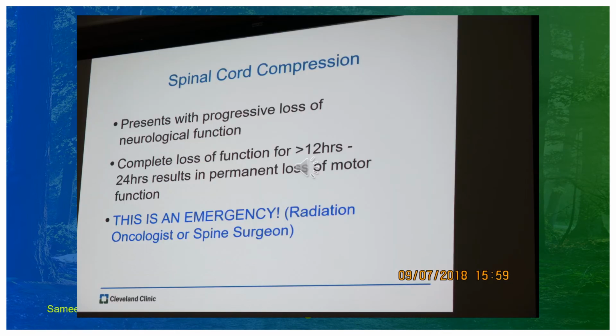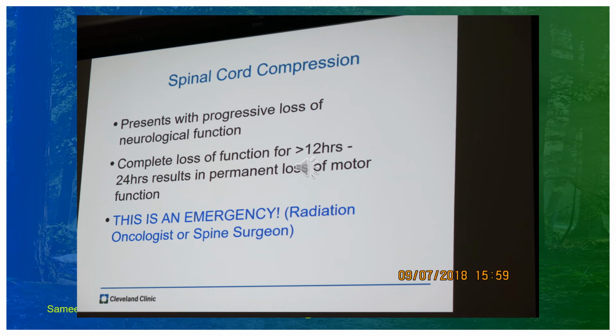Now, spinal cord compression because of spine secondaries presents with progressive loss of neurologic function. And this should be detected by careful neurological examination of the patient with spine secondaries. If the patient presents with complete loss of function, for example, paraplegia or quadriplegia, of more than 12 to 24 hours, this will result in permanent loss of motor function.